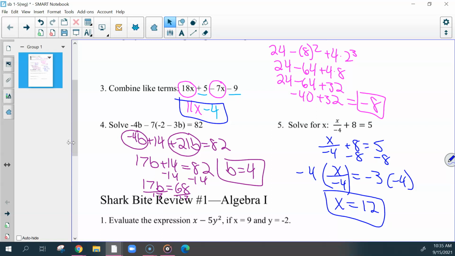for you. We needed to solve number 4 for b, to distribute our negative 7. Combine our like terms. Remember that's the same operation on the same side, not the inverse. So negative 4 plus 21. Get rid of the 14 by subtracting. Get rid of 17 by dividing.